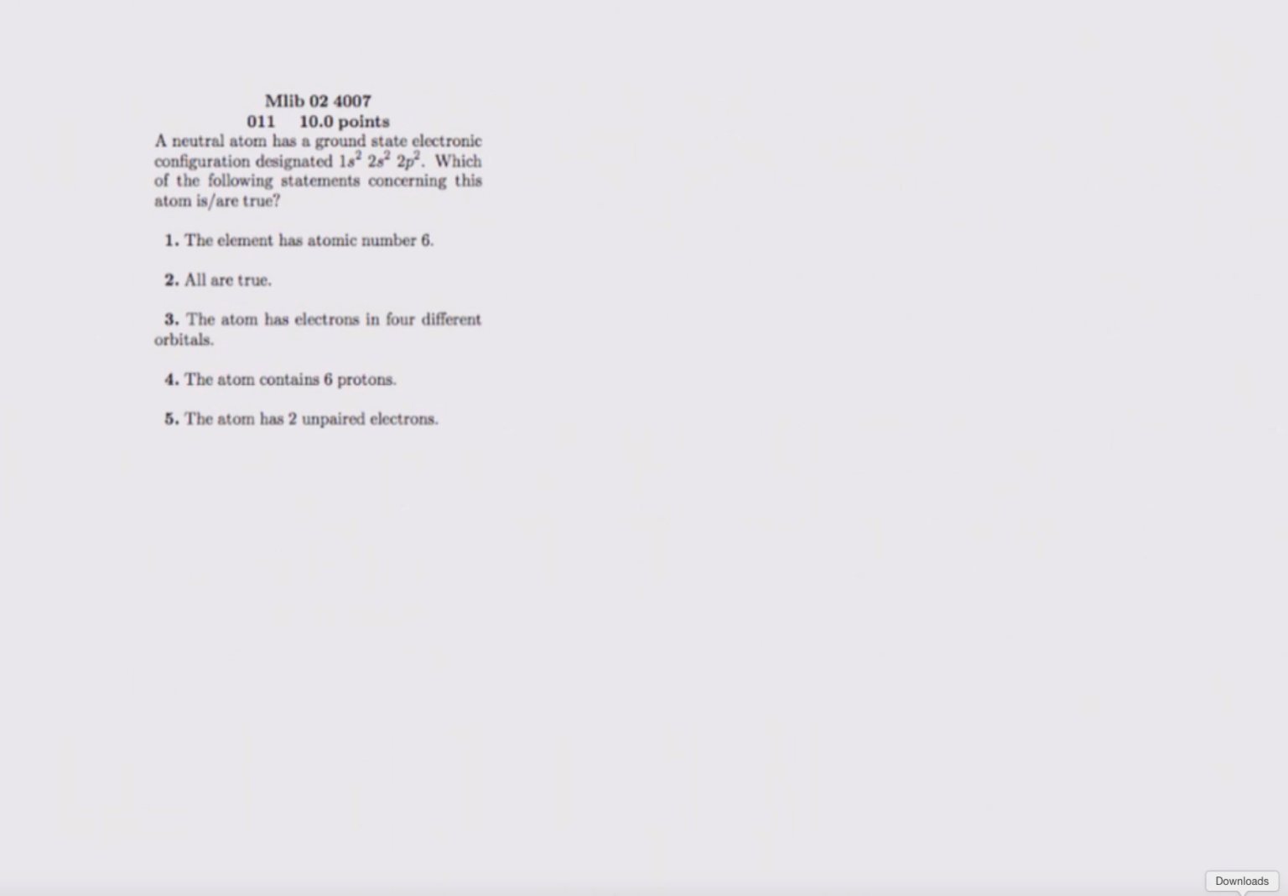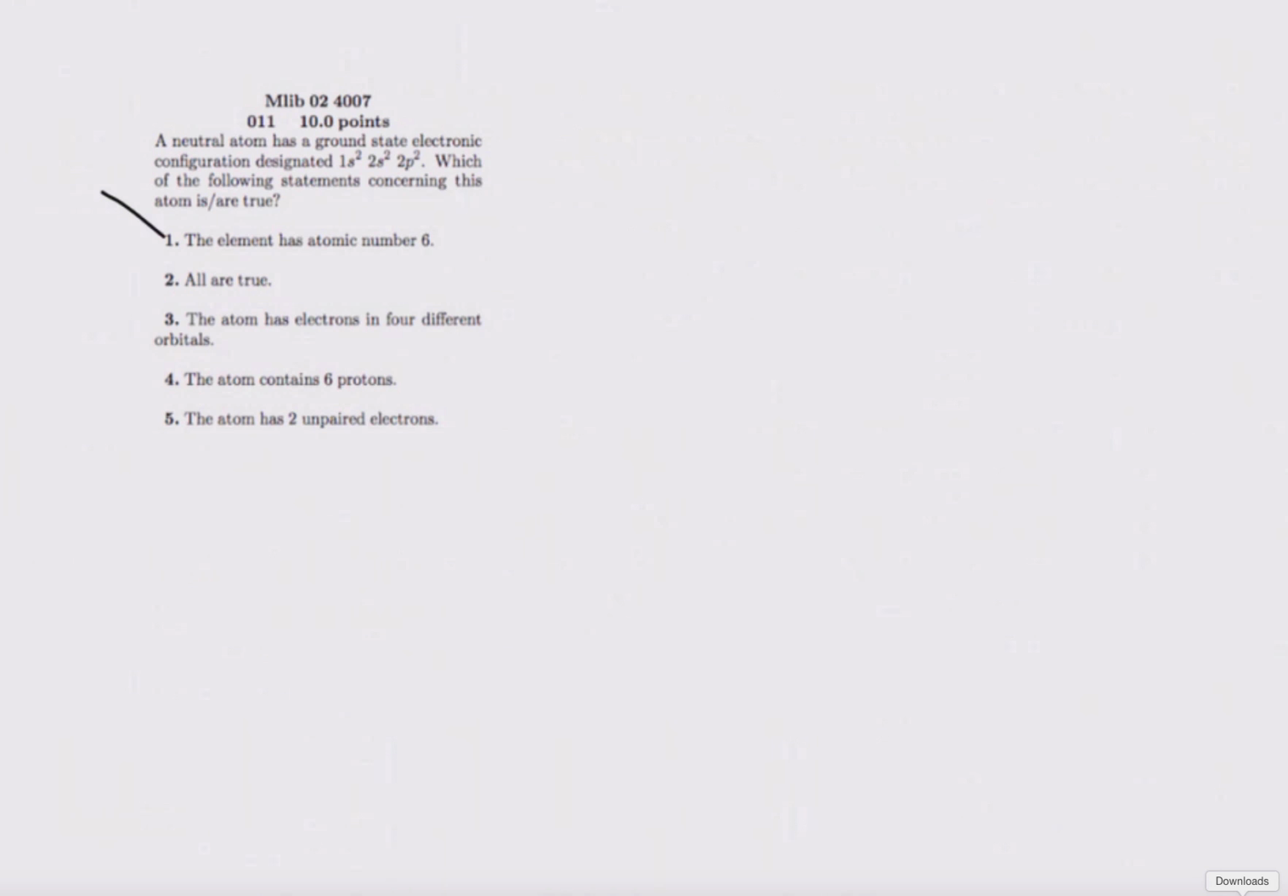We have 1s2, 2s2, 2p2. What is true about this atom? The atomic number is 6. Well, that's true because it's got 6 electrons, and we're assuming it's neutral because it says so. So 6 electrons means it's got to have 6 protons and be atomic number 6.